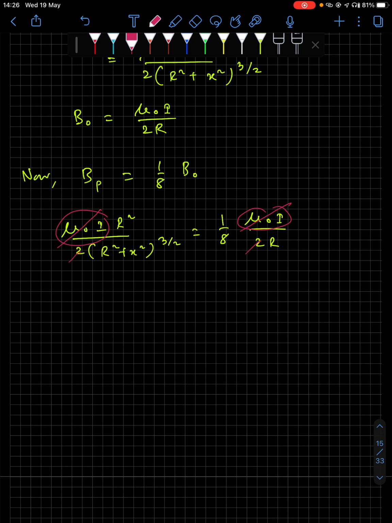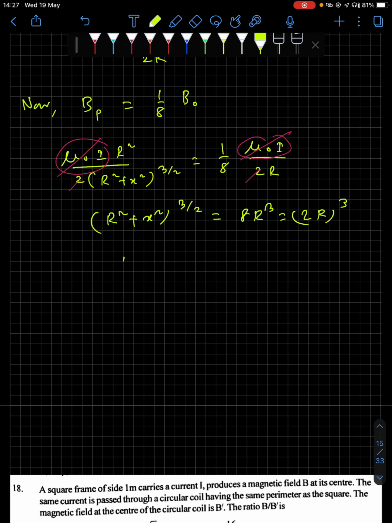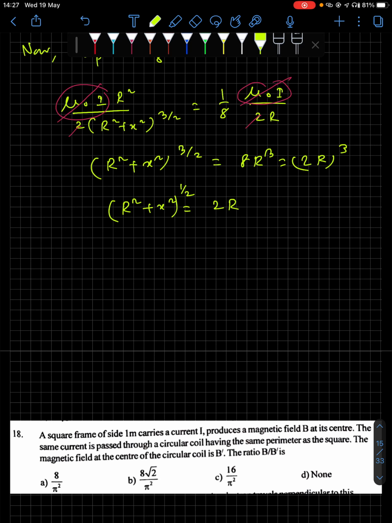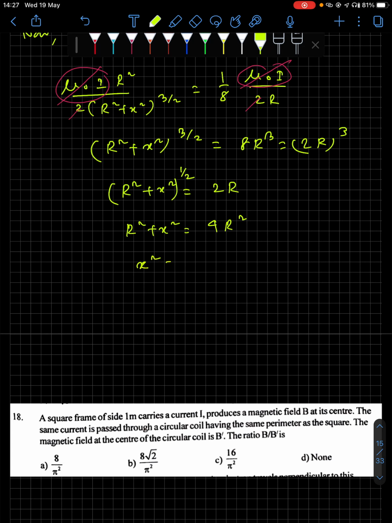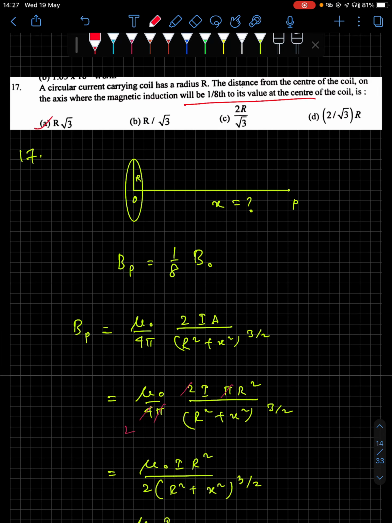So 8R cube equal to R square plus X square to the power 3 by 2. Now 8R cube can be written as 2R whole cube. So if you take cubic root on both sides, you get R square plus X square to the power half equal to 2R, right? Now if you square both sides, then you get R square plus X square equal to 4R square. So X square equal to 3R square and X equal to root over 3R. So this is your answer. So it is option number A, root over 3R.